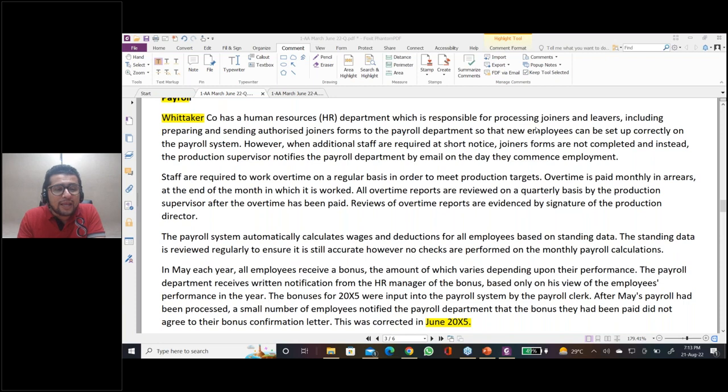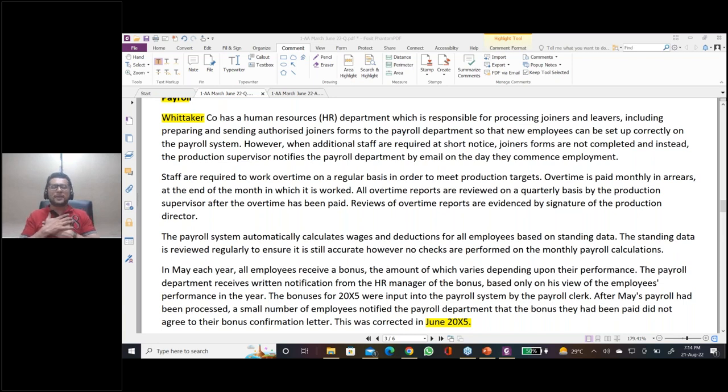So W company has a human resource department which is responsible for processing joiners and leavers, including preparing and sending authorized joiners forms to the payroll department so that the new employees can be set up correctly on the payroll system. That's cool. But I need to identify the deficiency. However, now comes the bad news. When additional staff are required at short notice, joiner forms are not completed, and instead the production supervisor notifies the payroll department by email on the day they commence employment.